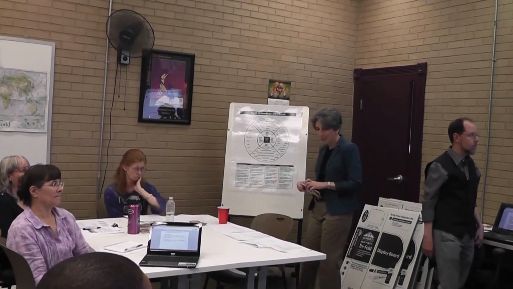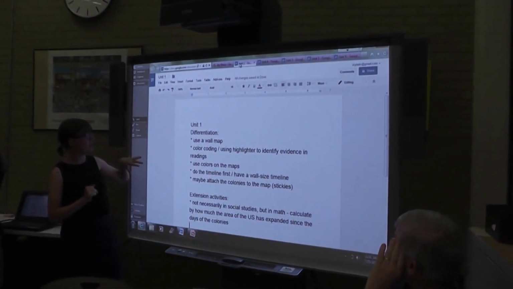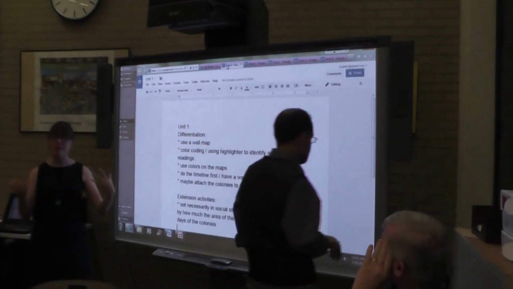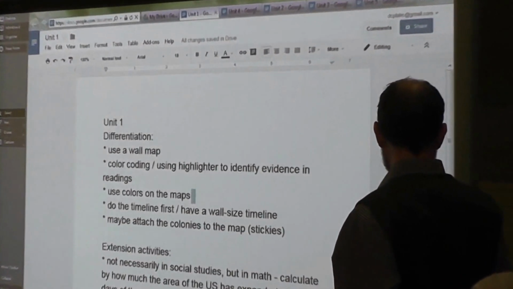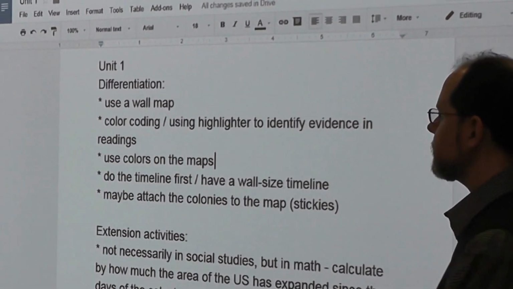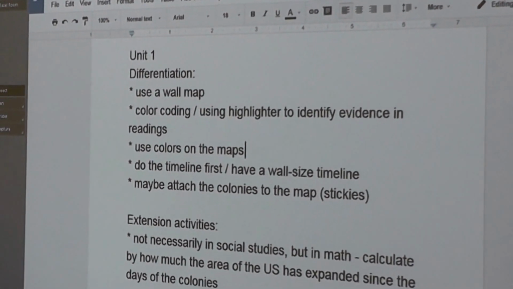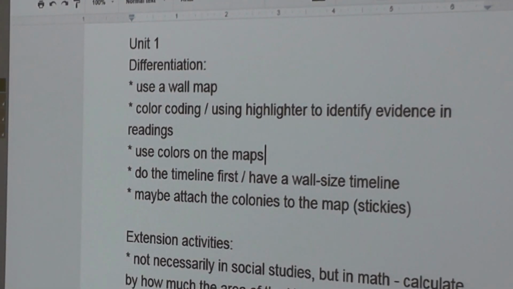Okay, so it looks like for differentiation, we had people talking about using a wall map. A map is great. I heard some people talking about how they need to know all about the different countries. You don't really have to get in depth with that, but it is great to have a map just to show students, orient them, look at that.